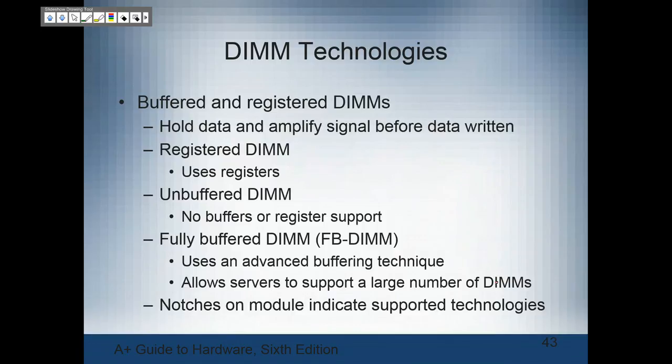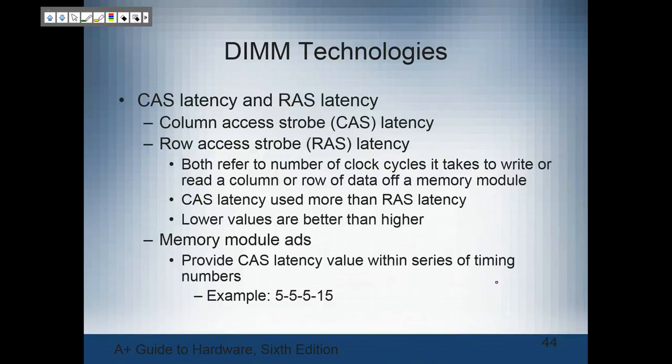Buffered and registered DIMMs hold the data and amplify the signal. The registered DIMM uses registers. An unbuffered DIMM has no buffers or registers. Registered you may see with server RAM. Fully buffered DIMM uses buffering techniques, and you can't mix buffered and unbuffered RAM. It just won't work.